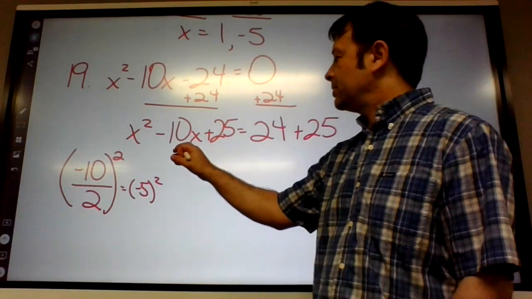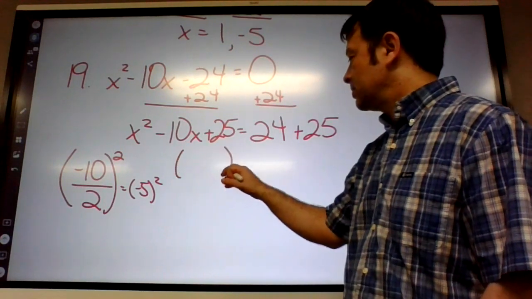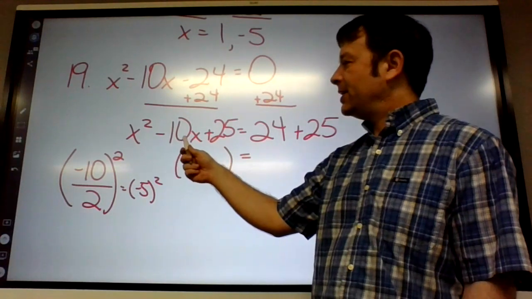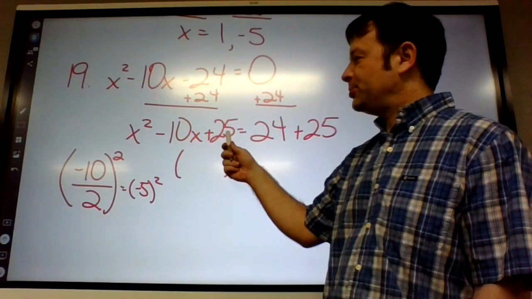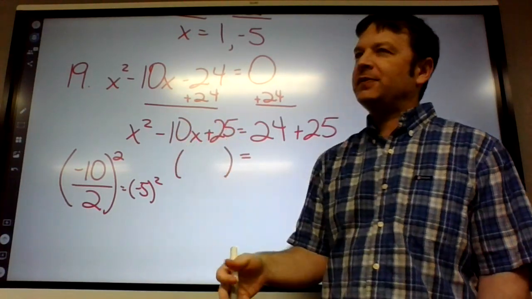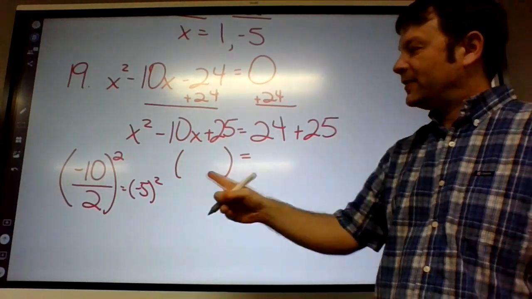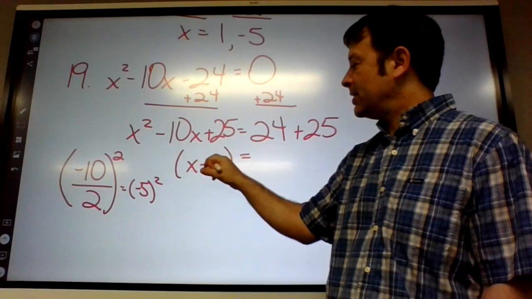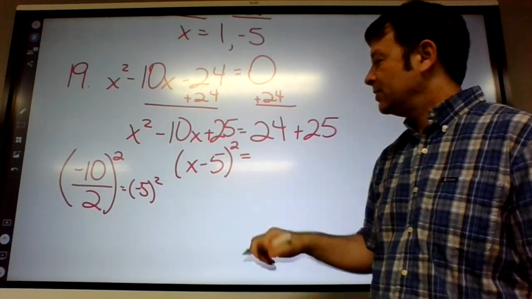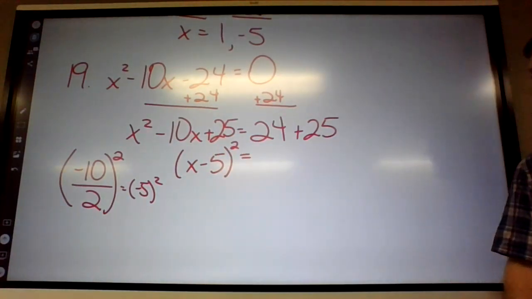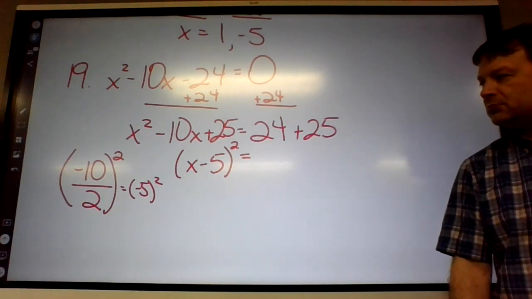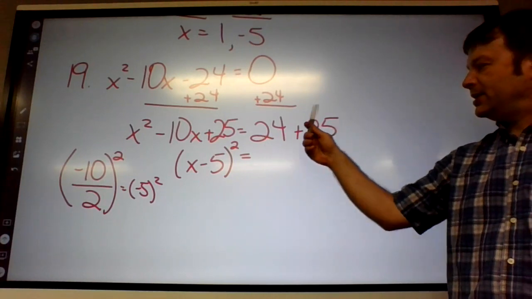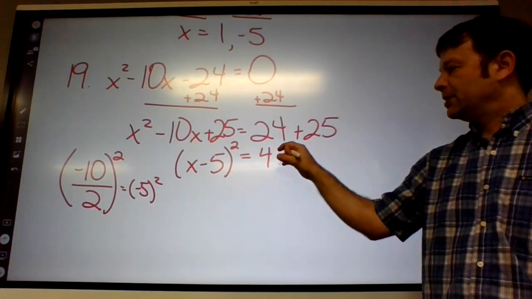All right, the left side. What multiplies into 25 that adds up to negative 10? Negative 5, negative 5. It's always this value right here also. But yeah, it's x minus 5, x minus 5, or x minus 5 squared. And this side is 49.